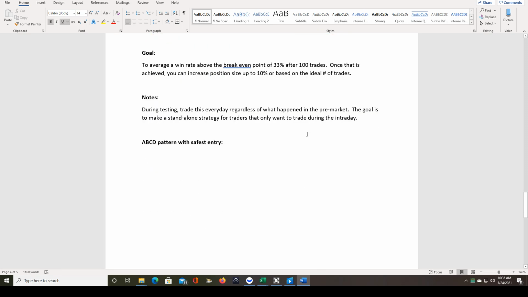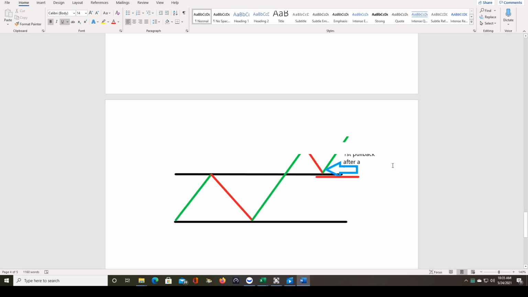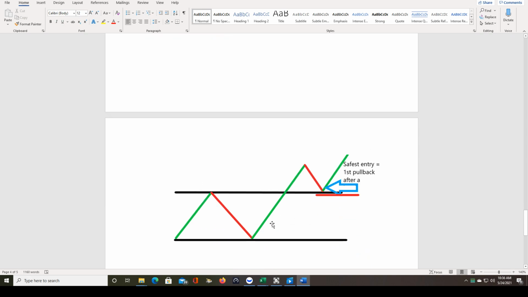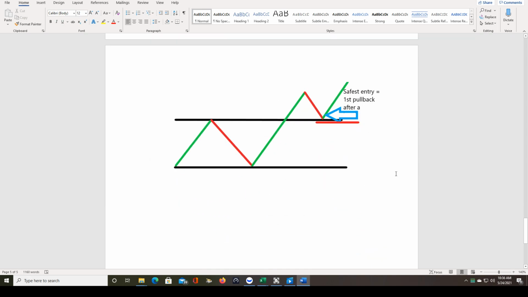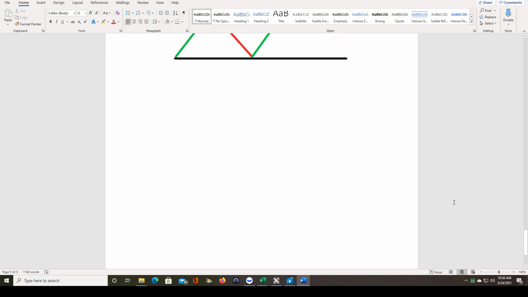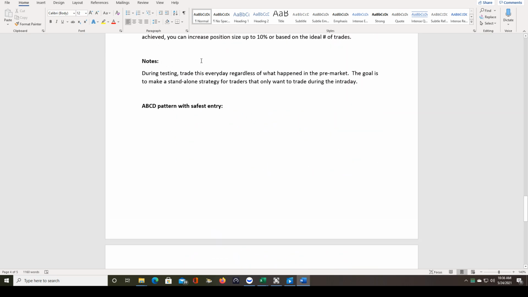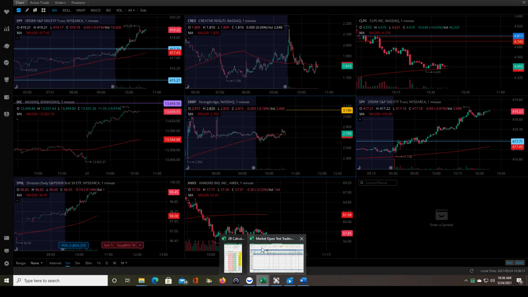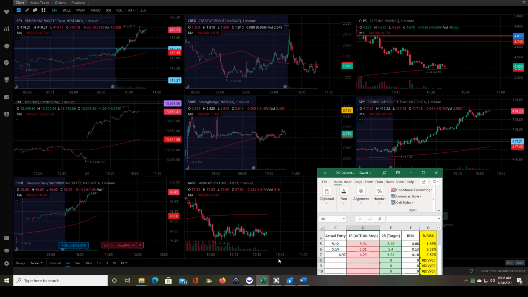The goal of the plan, that's more for you guys. And then I also look at this cartoon graphic of the ABCD pattern that I take, to remind myself exactly what I'm looking for. So that's that. Now, at that point, I would be pulling up my 2R calculator and making sure that all that's clear. I just took some trades this morning, so it's not clear right now.